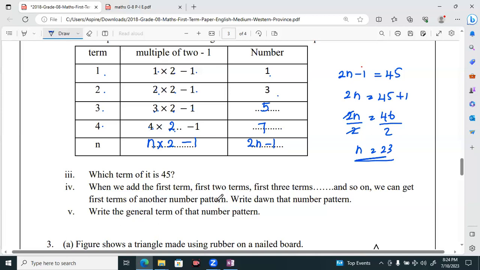When we add the first term, first two terms, first three terms, and so on, we can get the first terms of another number pattern. Write down that number pattern. Yes, what is that number pattern? They are telling us that when we add the first term, first two terms, first three terms, and so on, we can get the first terms of another number pattern. Write down that number pattern. What is that number pattern?